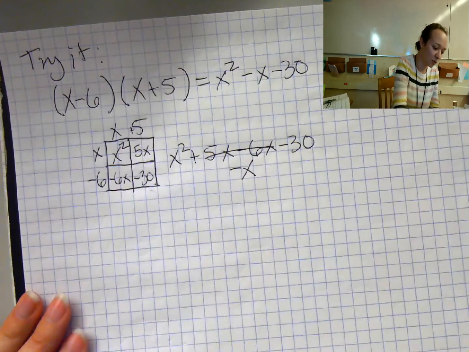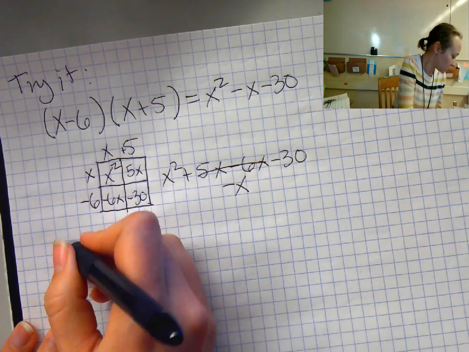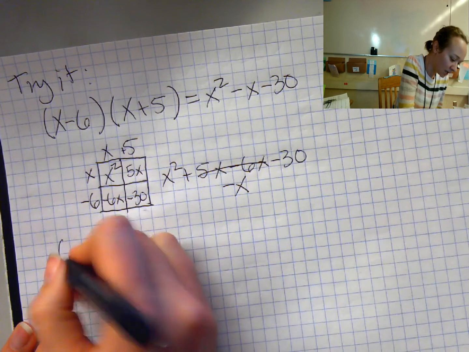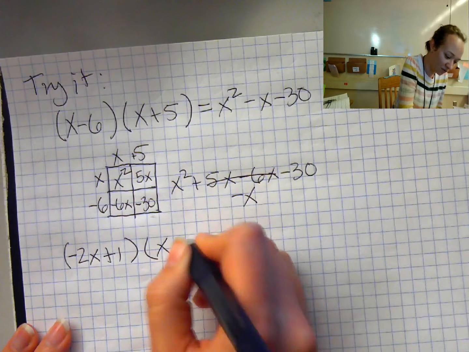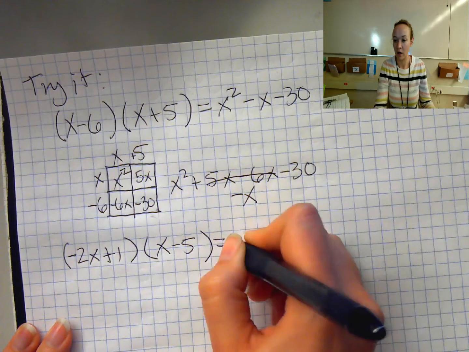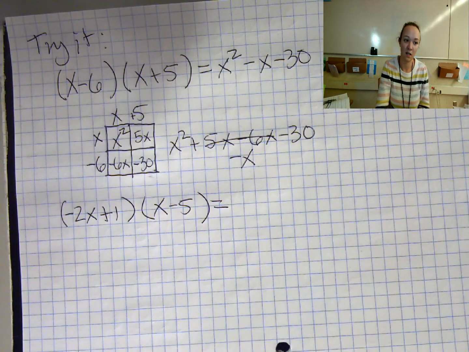Let's do it again. This time I want you to try it on your own first. You are going to do negative 2x plus 1 times x minus 5. Please pause, draw out a generic rectangle, and then come back and check and see if you got it right.